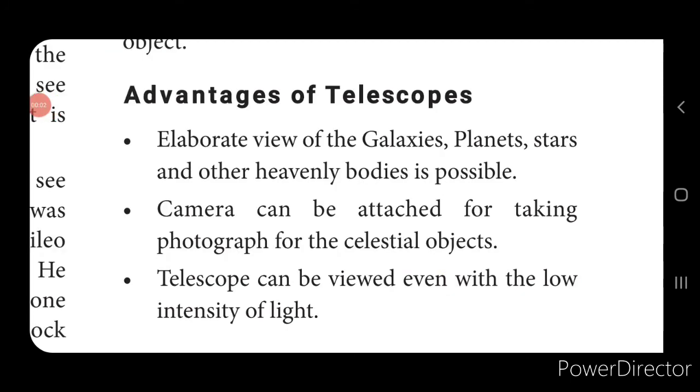Next is the advantages of a telescope, right? Now the telescope is usually used to see a larger area, isn't it? It covers a larger area, right? So to see distant objects, an elaborate view, in the sense a larger view of the galaxy, planets and stars, can be seen using this telescope, right? And the camera that is attached to the telescope will take photographs of the celestial body, so you can get information regarding the celestial object, right? And the telescope can be used even in low intensity of light, even in dim light. It gives you a great vision or an elaborate vision.